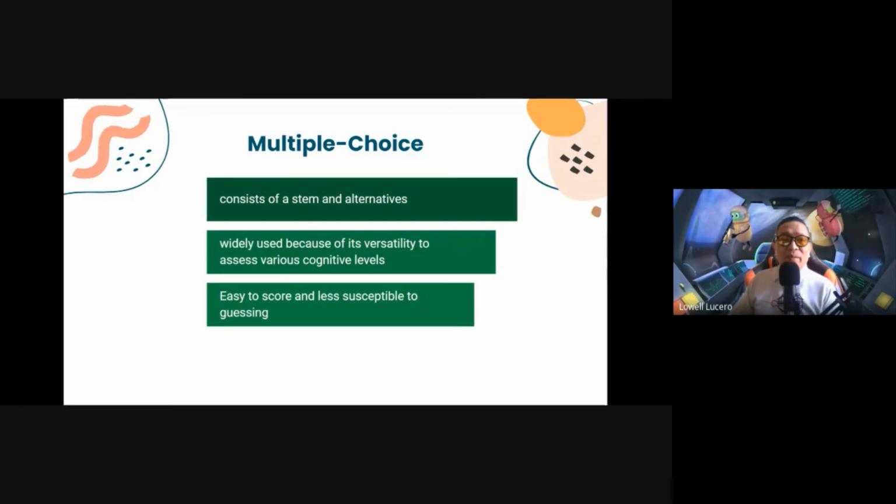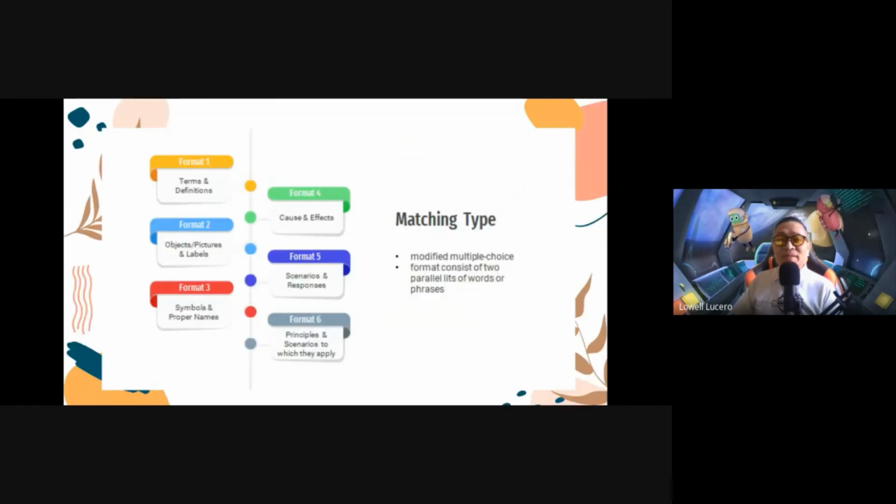Then we also have the match type test. This is also common. Match type test is considered a modified multiple choice test. It consists of two parts: the premise column and the response column. The main idea in making a match type test is that the items should be homogeneous, for example terms and definitions on a certain topic. There are no solutions or calculations, so it should be uniform.